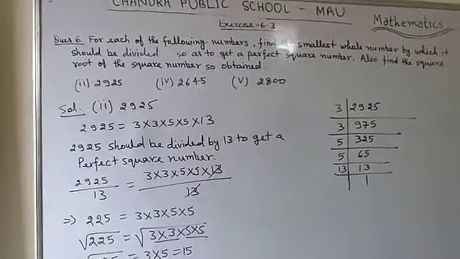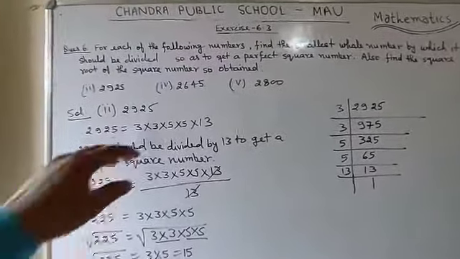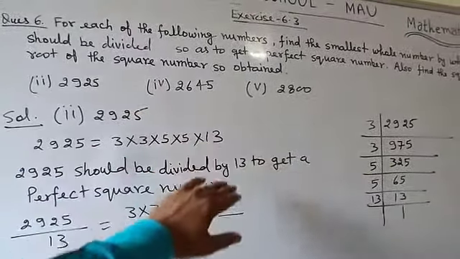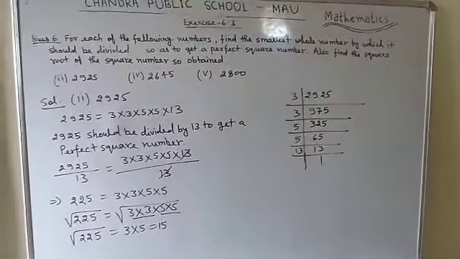So students, the process and steps are the same. Only the number by which you multiply in question number 5, by the same number it should be divided in question number 6 to get the perfect square number.